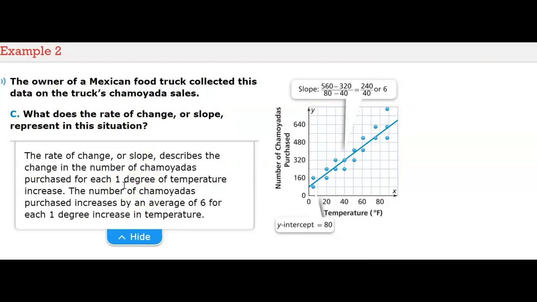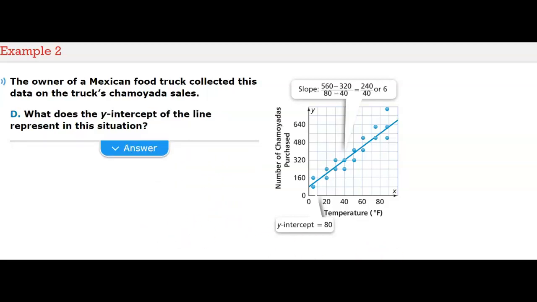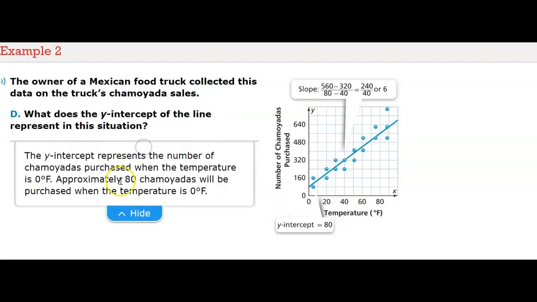What does the rate of change or slope represent in this situation? The rate of change or slope describes the change in the number of camoyotas purchased for each 1 degree of temperature increase. The number of camoyotas purchased increases by an average of 6 for each 1 degree increase in temperature. What does the y-intercept of the line represent in this situation? The y-intercept of 80 represents the camoyotas purchased when the temperature is at 0 degrees. So approximately 80 are sold when it is 0 degrees.